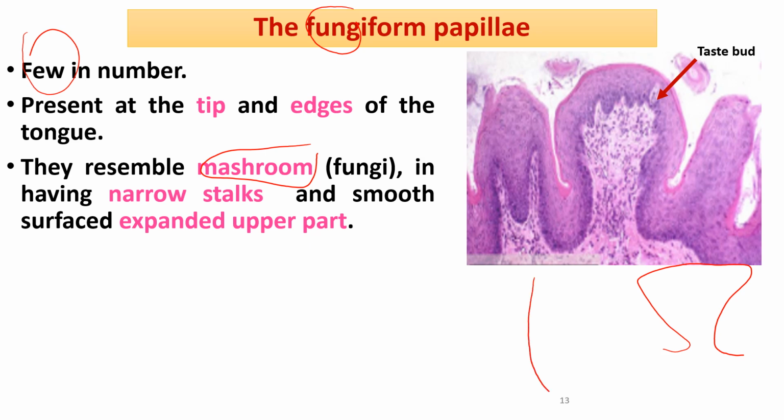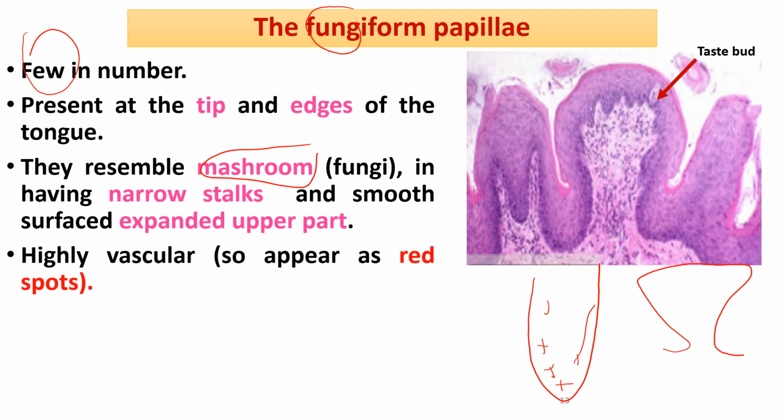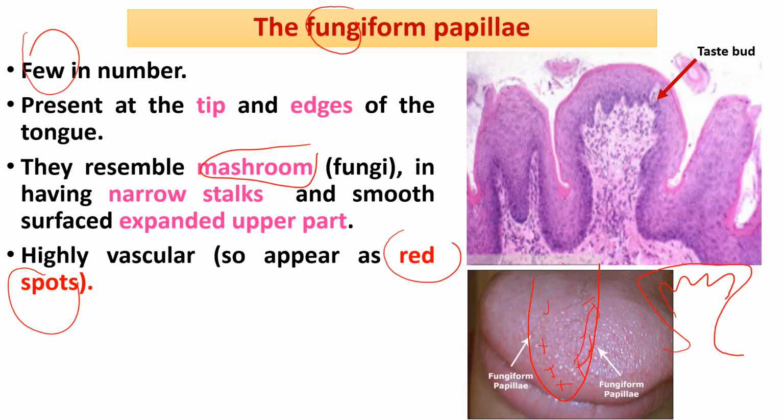They are found along the tip and edges of the tongue. They resemble mushrooms as they have a narrow base and expanded upper part. They contain connective tissue papillae which are highly vascular, so they appear as red spots on the edges and the tip of the tongue. Can you see here?